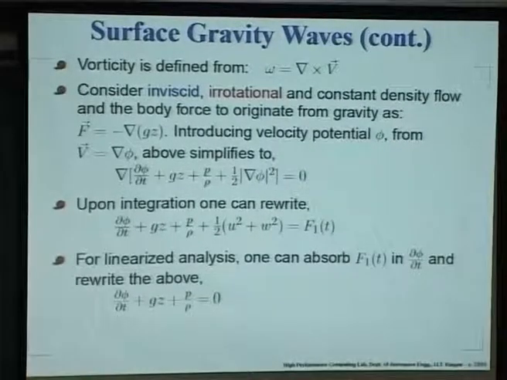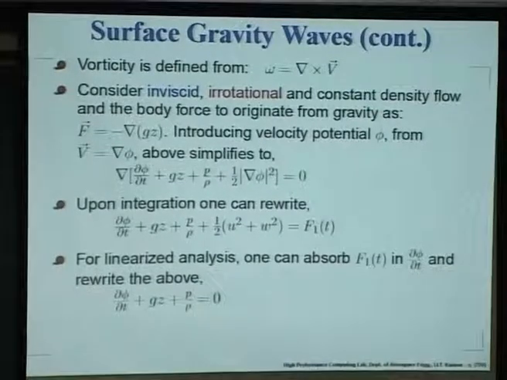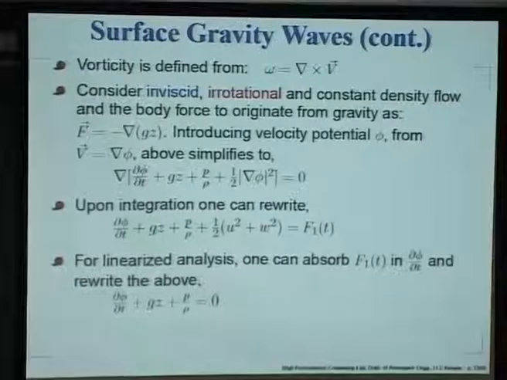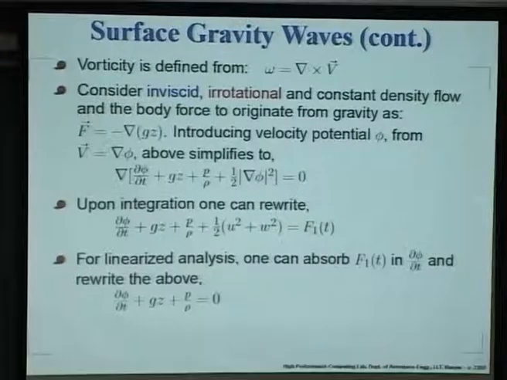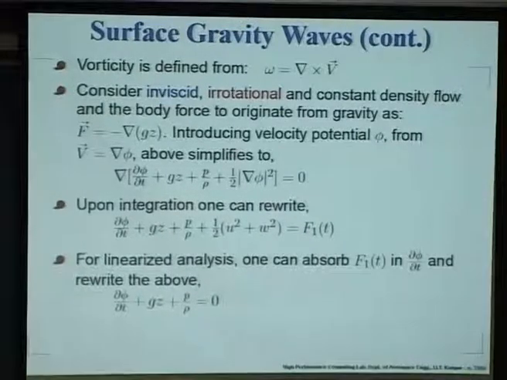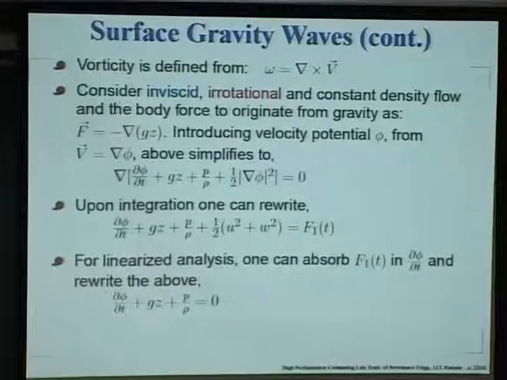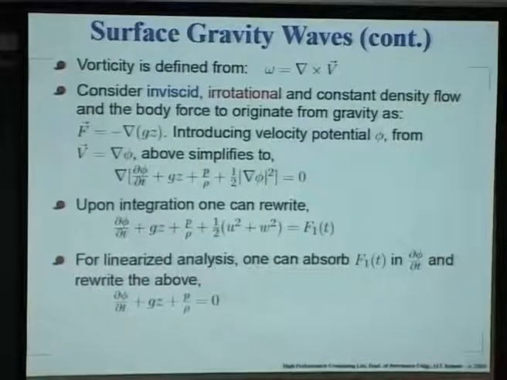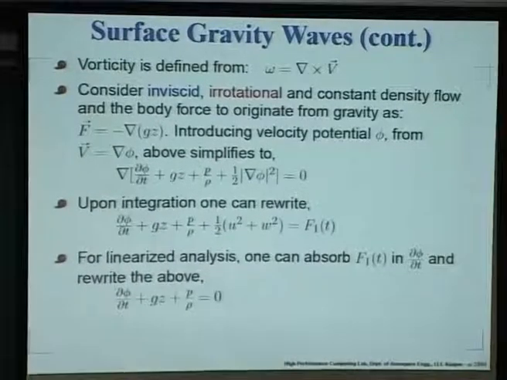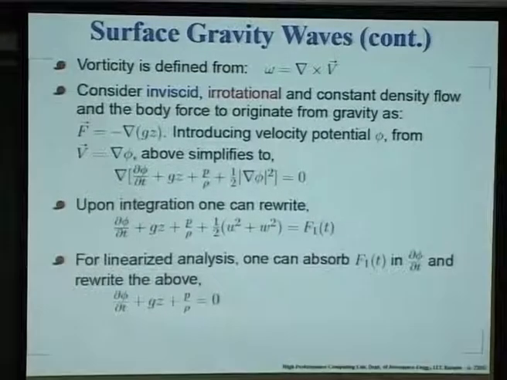Now, what you can see is that if you are doing a linear analysis, then this could be put in this term. We can redefine this phi to include that f1 term, and of course, these last two terms are basically nonlinear because of u square and w square. So, that you omit and you get this. Okay. So, this is your Bernoulli's equation.